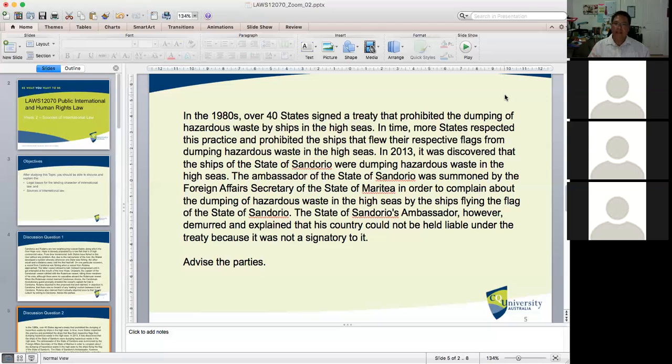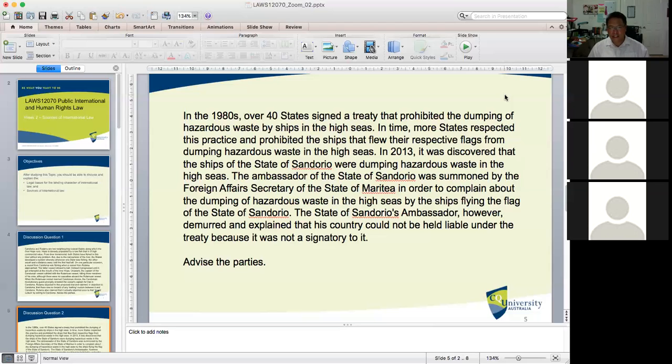So that practice, observed consistently by states, was actually as a result of a sense of legal obligation. So not only was there consistent state practice, but there was opinio juris sive necessitatis, a sense of legal obligation when the states undertook or observed this state practice. And because of that, it would not have prevented the development of customary international law, which would then bind the state of Sandorio, even if it were not a party to the treaty.